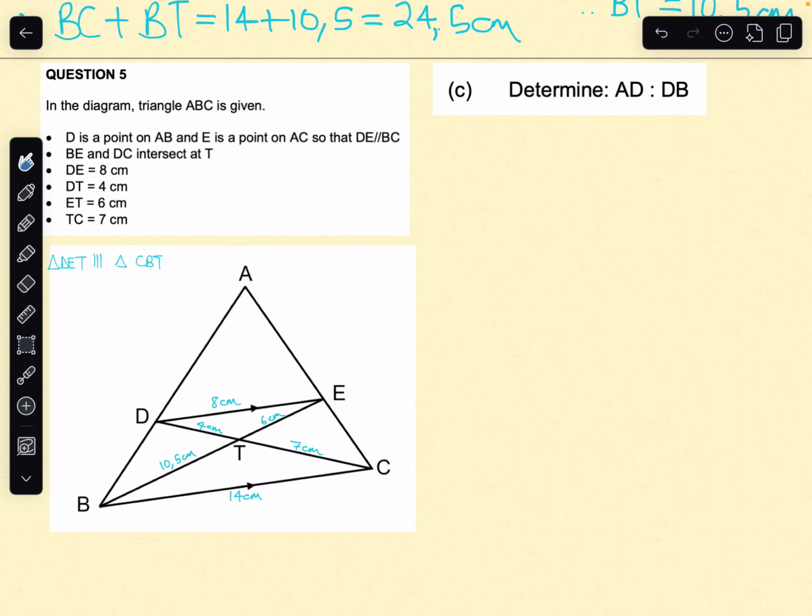Such a beautiful sound. AD to DB is the ratio that we are curious about. And we know that this ratio gives us that hint. This ratio is the ratio between this side and the whole of this side.